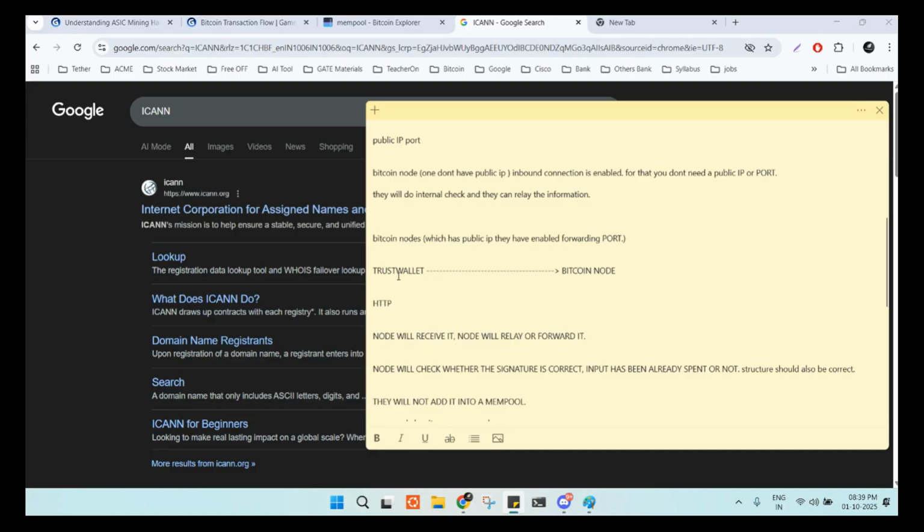Can I ask a silly question here actually? When you say Trust Wallet, you mean what? The user wallet, or a wallet held by somebody else? Here I'm just talking about any self-custodial wallet, so it could be a Trust Wallet mobile app. Okay, I got it. So let's say a mobile app.